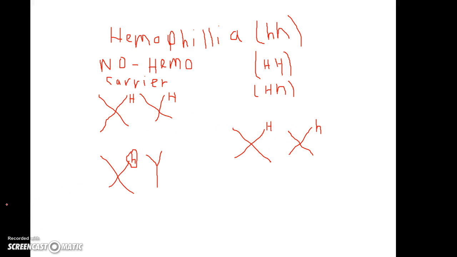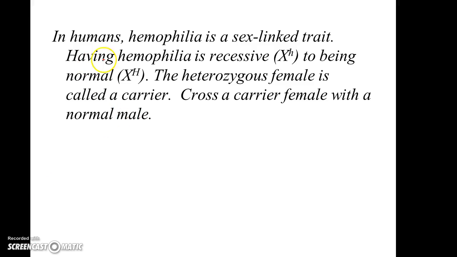So let's do an example. In humans, hemophilia is a sex-linked trait. We know that. Having hemophilia is recessive, so that's going to be X with a little h. To being normal, big X, big H. The heterozygous female is called a carrier. Alright, so cross a carrier female with a normal male. So what's the cross going to look like?